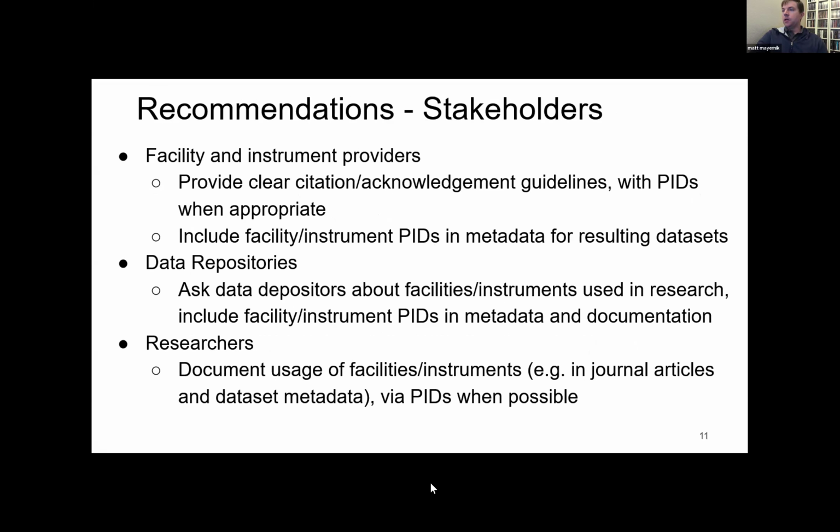And then I think this is the last slide here, on recommendations for facility and instrument providers. Provide clear citation or acknowledgement guidelines with PIDs when appropriate, if that's what you're trying to do with your PIDs. That seems like an obvious thing, but it's amazing how often people don't do this. And then include instrument and facility PIDs in metadata for resulting data sets. Again, that's sort of an obvious thing, but people often don't do that.